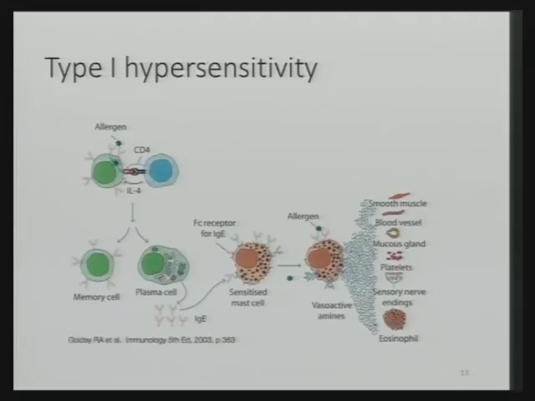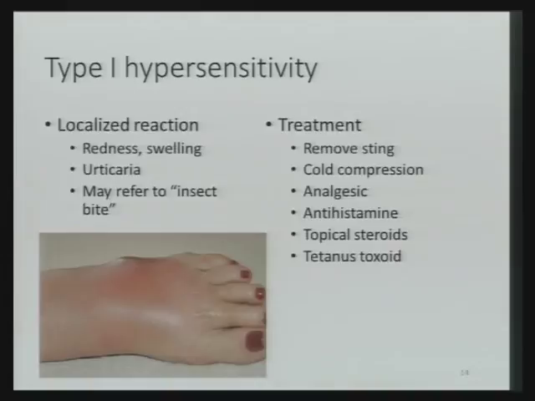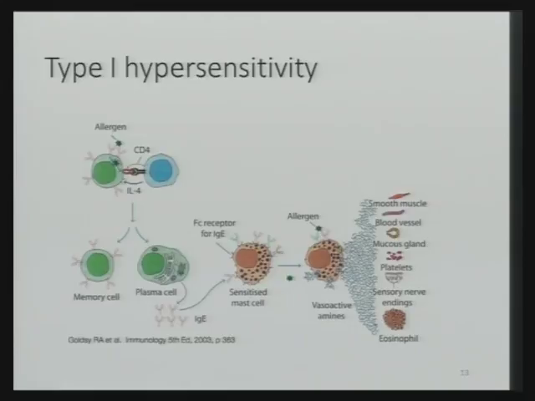What would happen to smooth muscle for type 1 hypersensitivity? Yes, there is a contraction. Where? Respiratory tract, right? Bronchus. What happened? There would be bronchoconstriction, narrowing the airway and compromising your respiratory function. What will happen to blood vessels? Besides constricting smooth muscle, it would dilate your blood vessels.